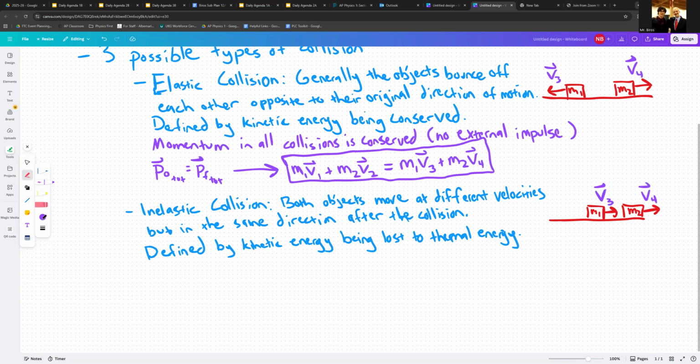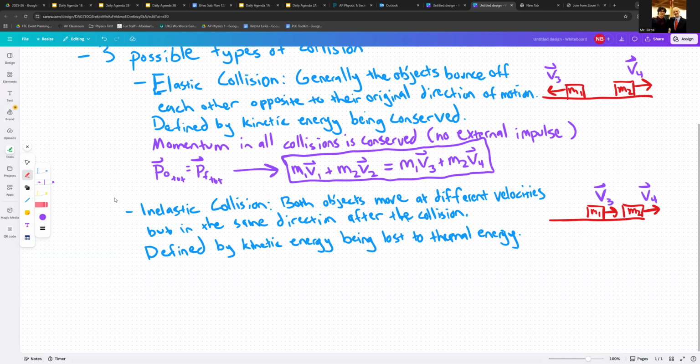Okay, so they both move together, or both move at different velocities, but not together. We'll talk about that in the next type of collision. But they've got their own separate, different velocities, but they're both moving in the same direction after they collide. And some kinetic energy is lost. If you do the math on this one, and you figure out how much kinetic energy there was before the collision versus afterwards, you'll find that some of it is lost to thermal energy because of the collision itself. When they hit each other, some of that heat and sound gets produced.